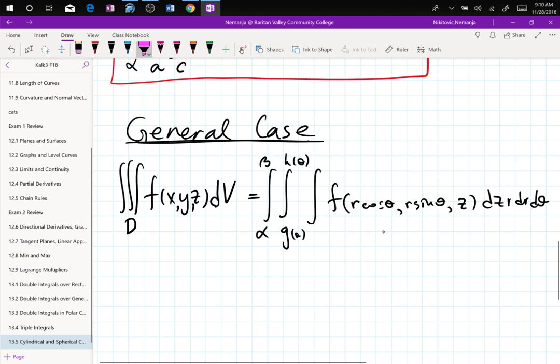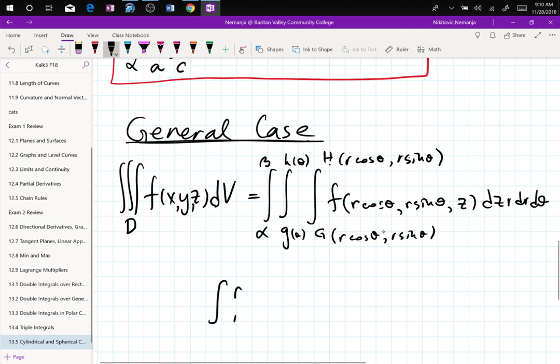And then finally, we have z as a function of theta and r. So the lowercase z is g of r cosine theta, r sine theta, when you convert, and capital H of r cosine theta, r sine theta. Now you're looking at this and you go, huh? And I say, hold on.